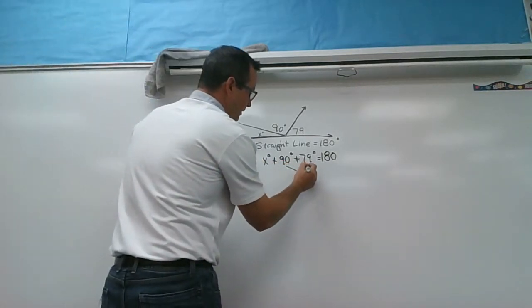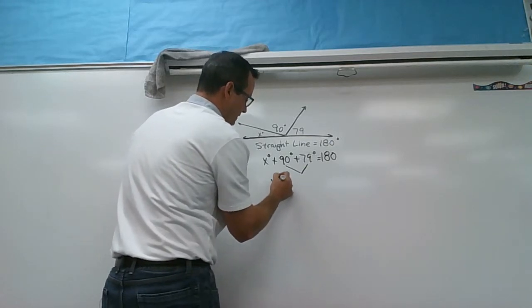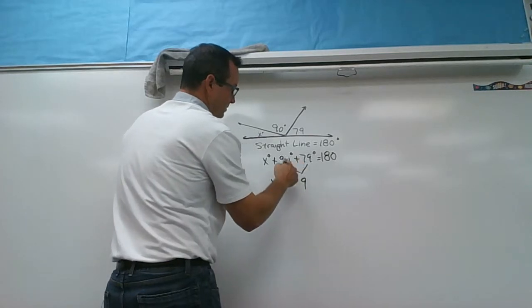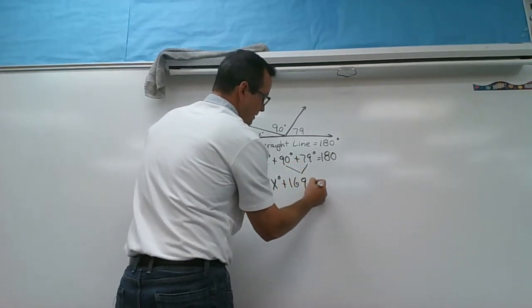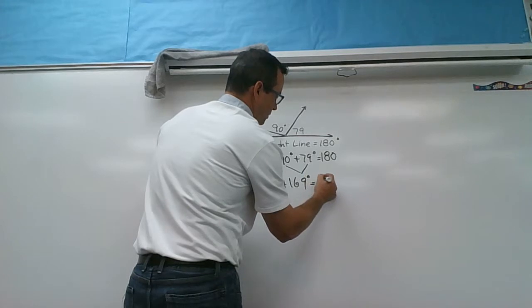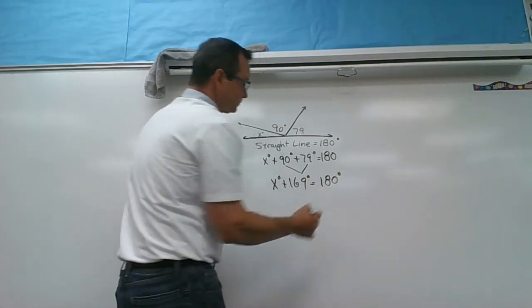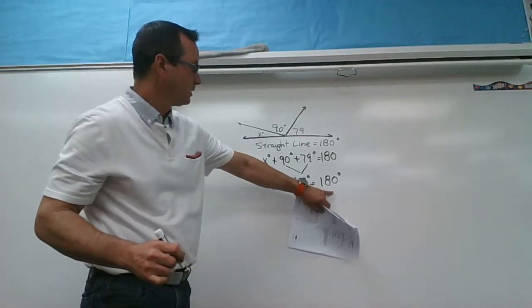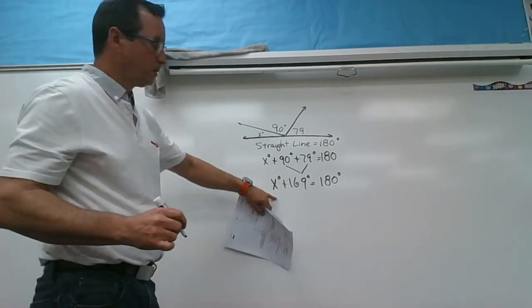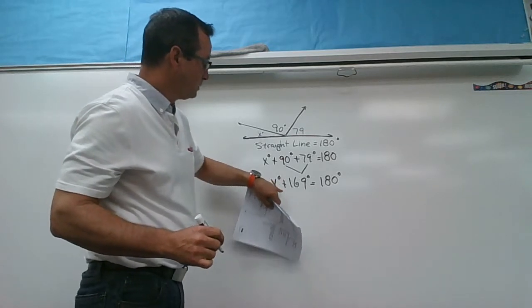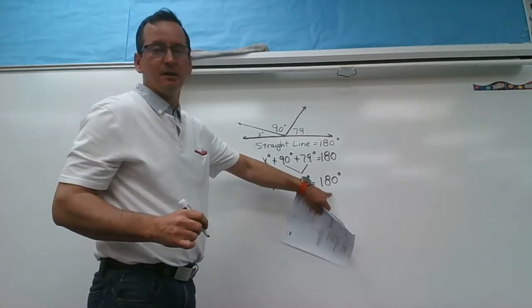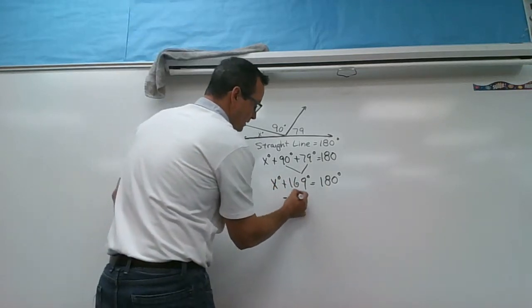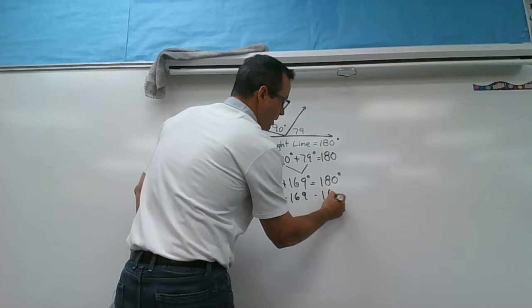Add these two numbers together, the common numbers. 90 plus 79: 0 plus 9 is 9. 7 plus 9 is 16, so x plus 169 is equal to 180 degrees. How do I go about finding the missing number? X is the number that we're looking for. What number here will make this number plus this number give me 180 degrees? So I subtract 169 from 180.